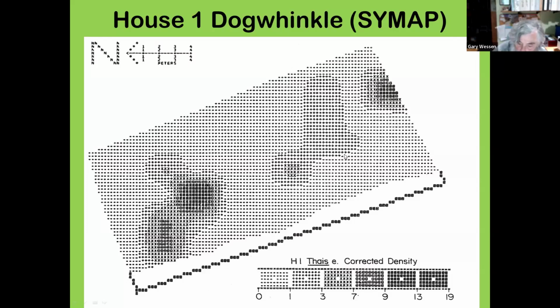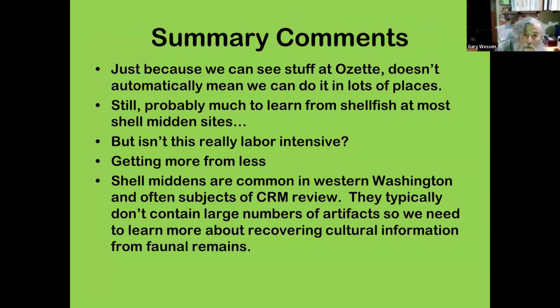Okay, because I don't want to completely run out of time without taking questions, just some summary comments. Okay, first off, I think you can see that at Ozette, there's a lot of things we can do, but honestly, we looked at 300,000 pieces of shell. I personally didn't identify more than about 25 or 30,000 of them. Almost 10 people worked on that. It's not a lot of situations where we could do that.